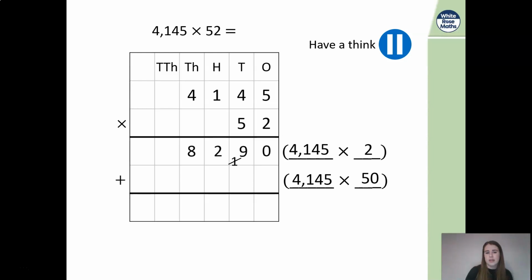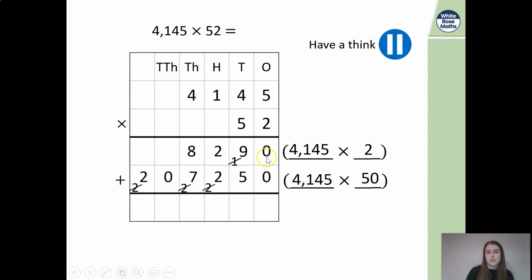2 times 5, okay, is 10. We carry the 1 across. 2 times 4 is 8, add that 1 is 9. 2 times 1 is 2, so 2 lots of 100. And 2 times 4,000 is going to be 8,000. Okay, so that's our answer straightforward for this one.